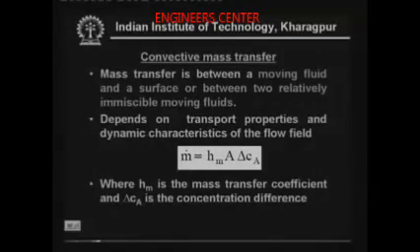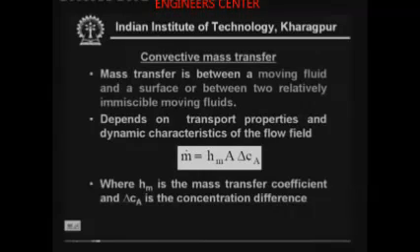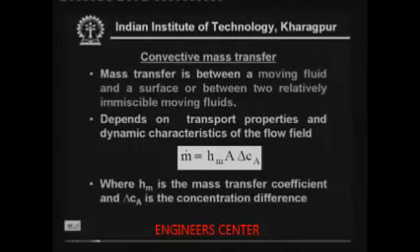And similar to convective heat transfer, we can also have convective mass transfer. This takes place whenever there is a moving fluid between a moving fluid and a surface, or between two relatively immiscible moving fluids. For example, you have two different fluids which come in contact with each other. Let us say you have a concentrated sugar solution and you slowly pour water over that. So, you have two different fluid layers, and slowly sugar spreads throughout the solution, and the entire solution reaches a uniform concentration. So, mass transfer takes place in this process. This is a typical example of convective mass transfer.